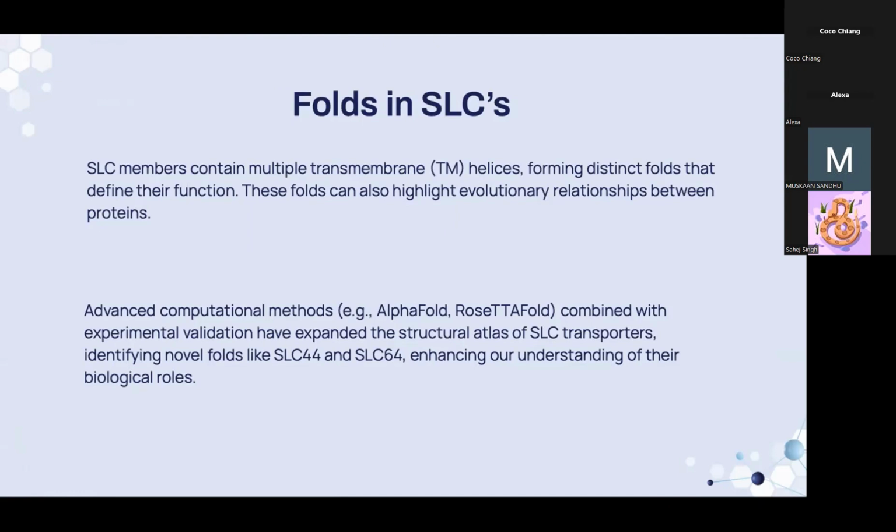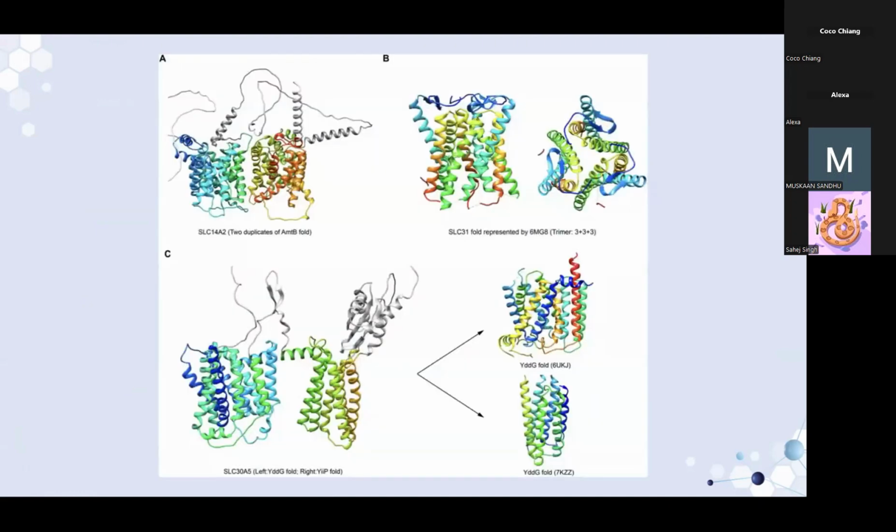Now about folds in SLCs. SLC members contain multiple transmembrane helices, often 10 to 14, and they form distinct folds that define their function. With advanced computational methods, as mentioned previously, like AlphaFold, combined with experimental validation, we have expanded our knowledge of folds in SLC transporters, and they've identified folds like SLC44 and SLC64. On this next slide here are just some of the folds in SLC transporters.